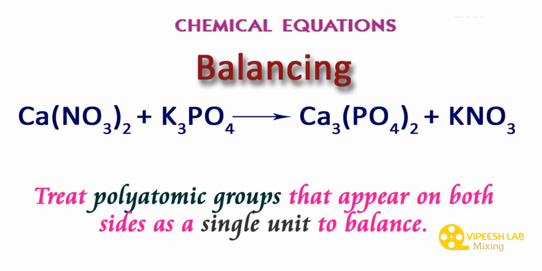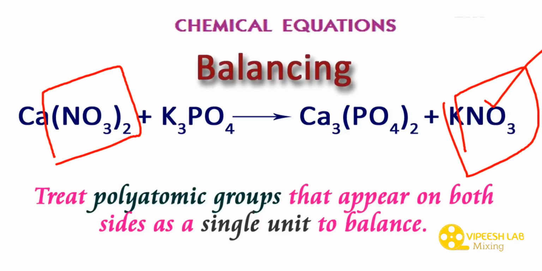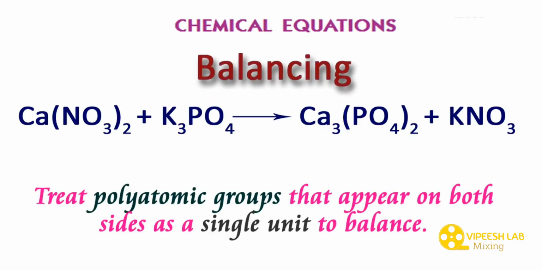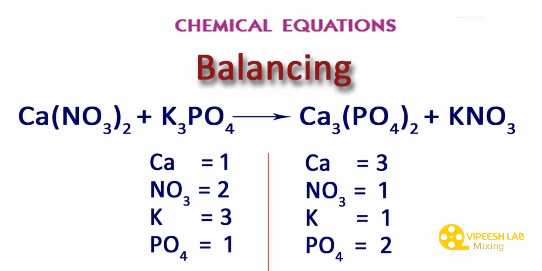Next one, another rule: treat polyatomic groups as a single unit. Polyatomic group in the sense more than 1 atom. So look at that, nitrate NO3 and next one phosphate PO4. These are examples of polyatomic groups. We have to treat them particularly as a single unit only.